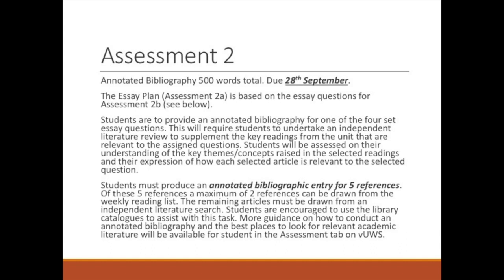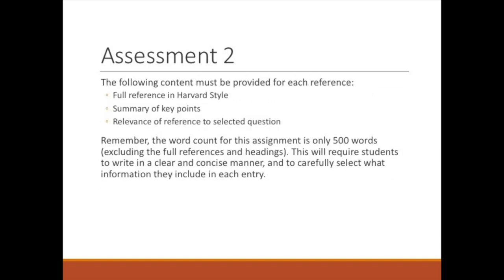So it's an annotated bibliographic entry for 5 references. A maximum of 2 of those references can be taken from the weekly reading list. The rest you need to find using your own research. Now, for each reference, you're going to want to have the full Harvard-style reference at the top. You're going to basically have a summary in words of the key points of the article, and you're going to discuss the relevance of this reference to the selected question.